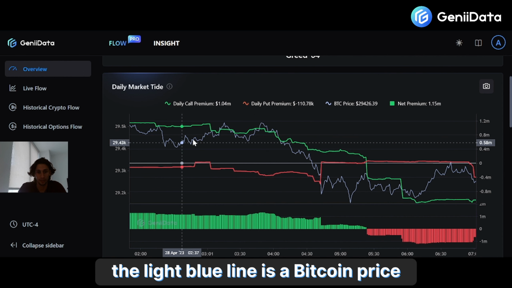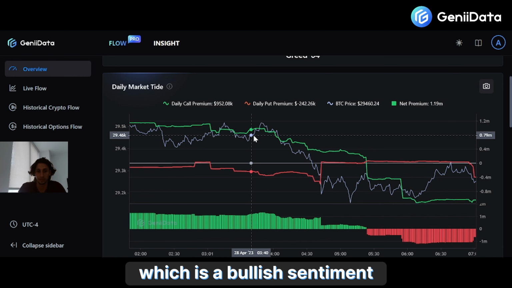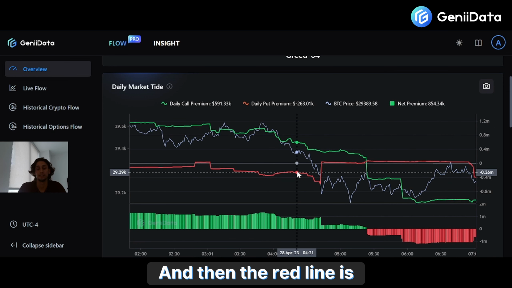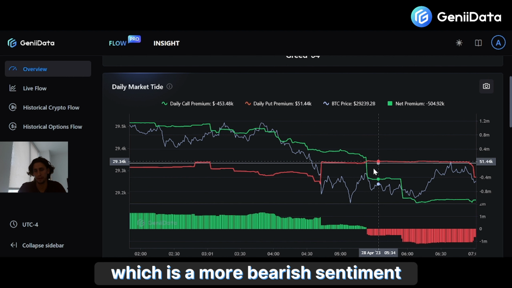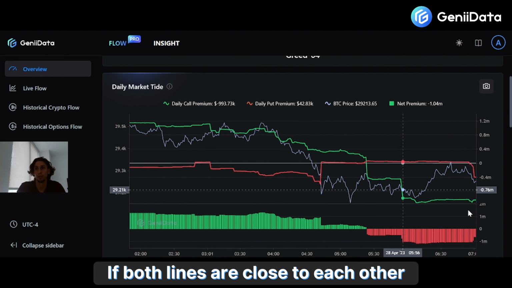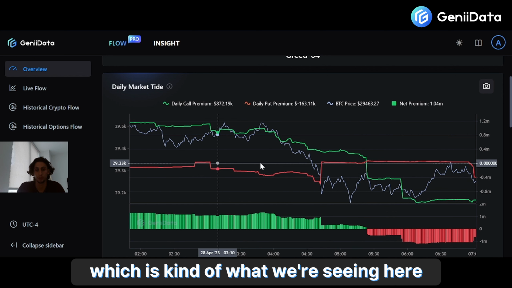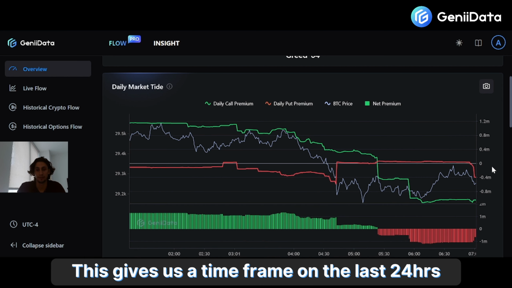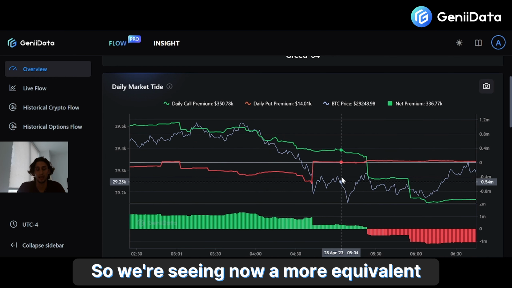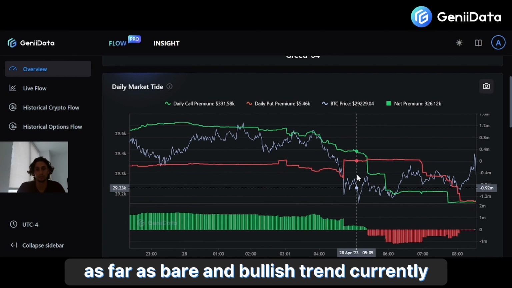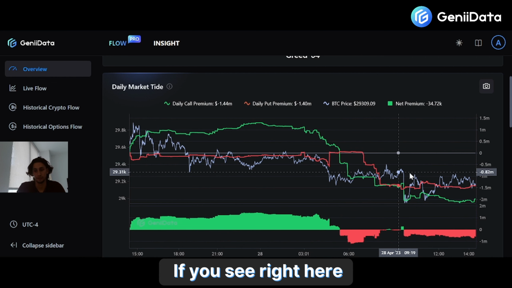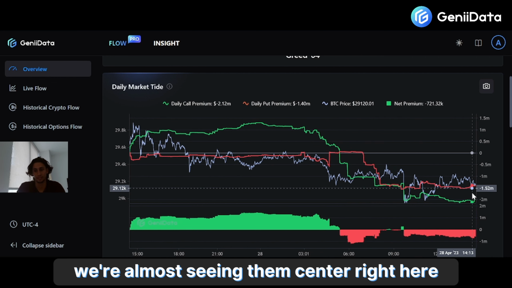So if you look here, the light blue line is the Bitcoin price, and then the green line is call premium, which is a bullish sentiment, and then the red line is put premium, which is a more bearish sentiment. If both lines are close to each other, then the bullish and bearish sentiment is roughly equivalent, which is kind of what we're seeing here. This gives us a time frame of the last 24 hours, so we're seeing a more equivalent bear and bullish trend currently. If you see right here, we're almost seeing them centered right here.